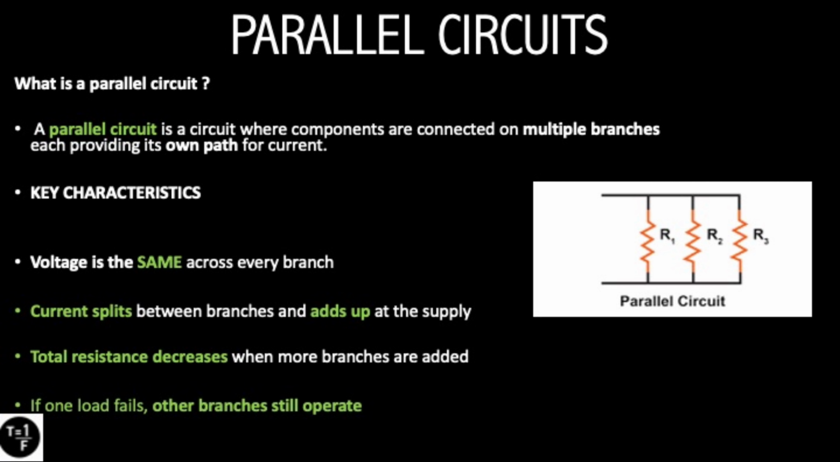Parallel circuit. A parallel circuit is where components are connected on separate branches. This means each branch has its own path for current. If one component fails, the rest of the circuit will still work. Parallel circuits are used in almost all real electrical installations, including lighting and socket circuits.